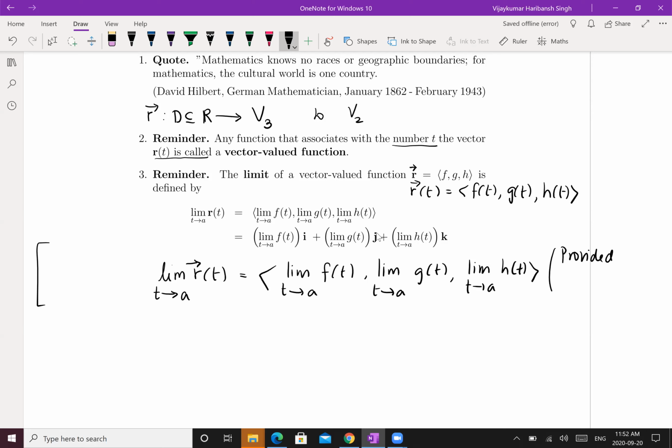The limit as t goes to a of R of t is this, provided these limits exist. So again, the idea is you're defining the limit of a vector valued function based on the individual limits of each component, which we already know how to compute using calculus. Okay. So let's do an example.